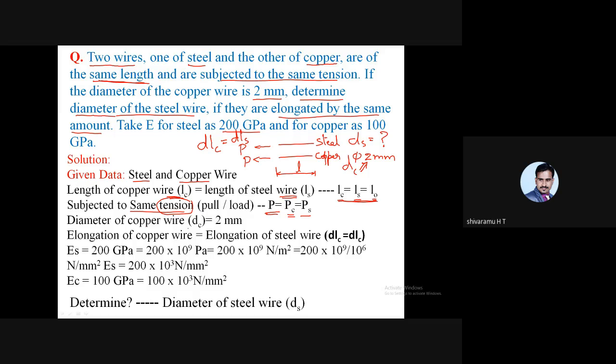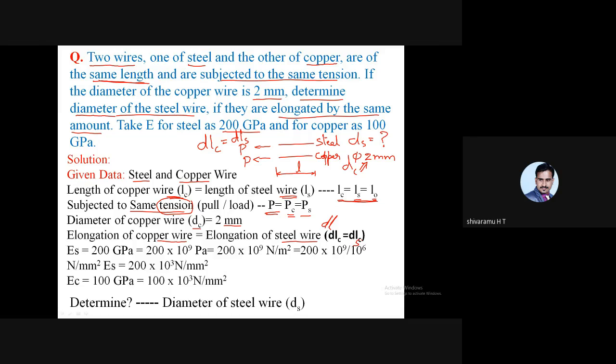And the diameter of the copper wire DC is given, so DC is equal to 2 millimeter. Next, if they are elongated by the same amount, the elongation of the copper wire is equal to the elongation of the steel wire. We know the elongation we consider by denoting DL. So here DL is equal to DLC is equal to DLS. The deformation of the copper wire is equal to the deformation of the steel wire.